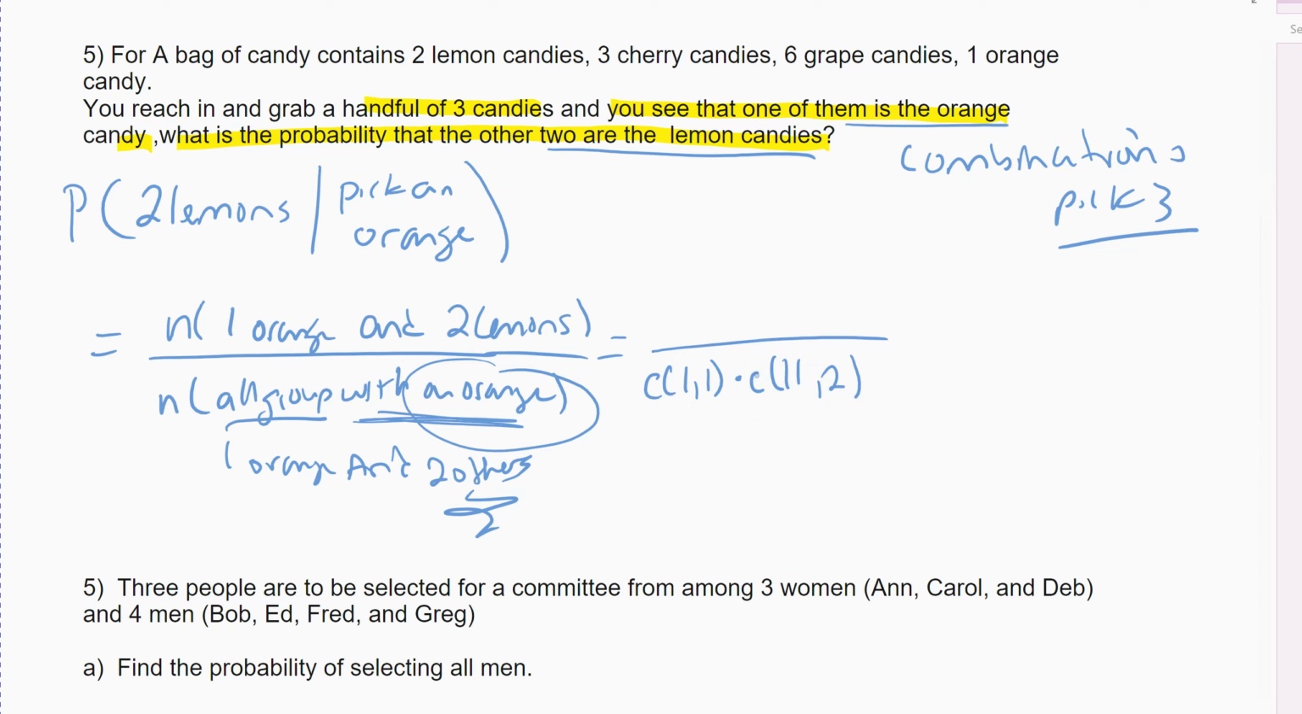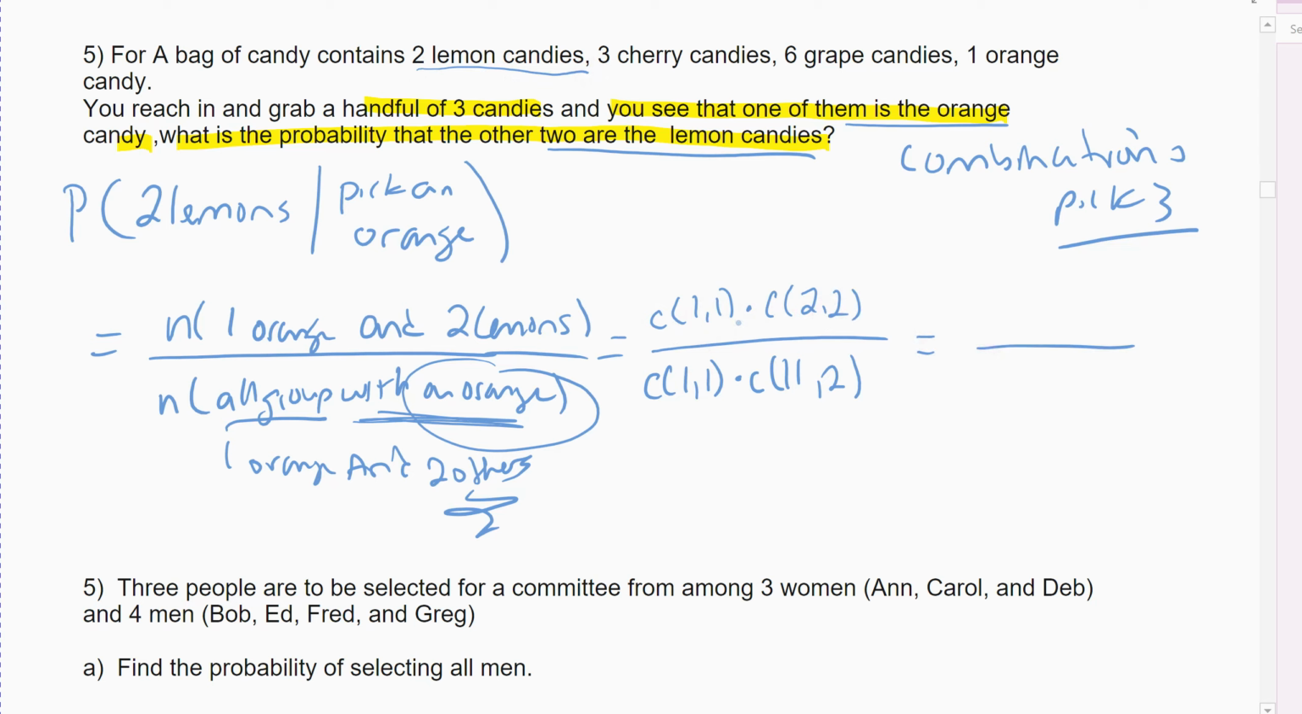That's the given group. Up top is, out of all of those groups with the orange candy, how many of them contain both lemons? All right, so up top I'm going to pick my 1 orange candy again. That's the same. And then I also want the 2 lemon candies. So it's a combination. I'm going to select 2 lemons out of 2.